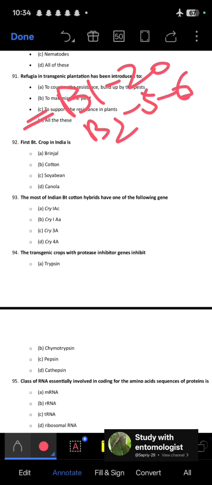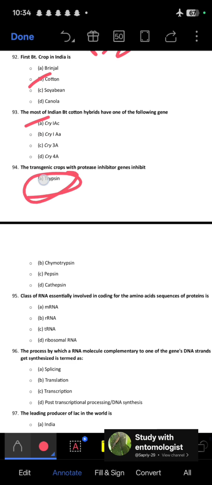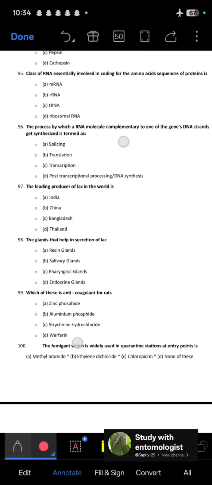Next, the first Bt crop in India is cotton. Next question, most Indian Bt cotton hybrids have one of the following genes, that is Cry1Ac. Next question, transgenic crops with protease inhibitor genes inhibit, so if there is a protease inhibitor, it will directly inhibit trypsin. Next, the class of RNA essentially involved in coding for the amino acid sequence of protein is mRNA, which is related to the coding of amino acids. Next, the process by which an RNA molecule complementary to one of the gene's DNA strands is synthesized is termed transcription.